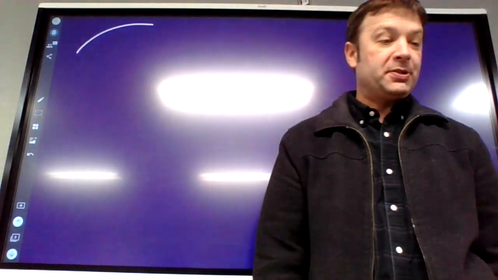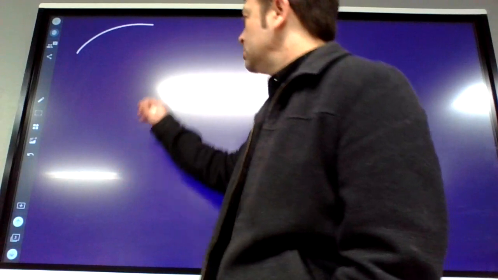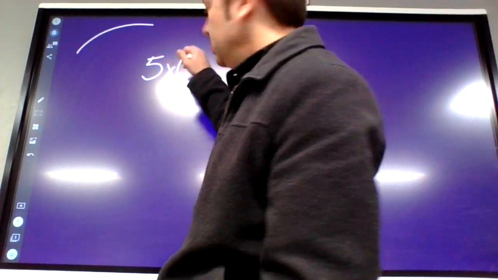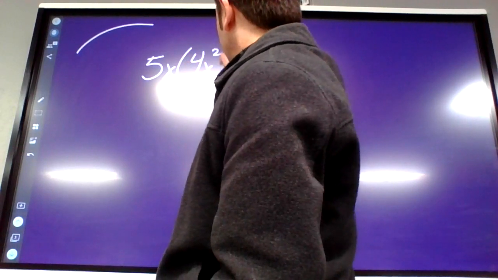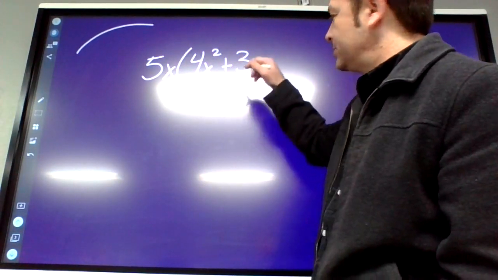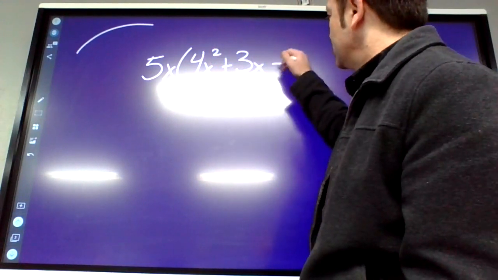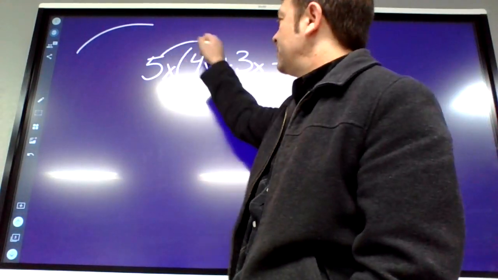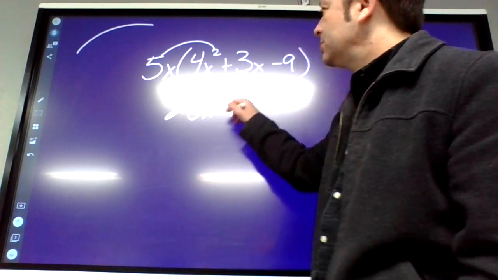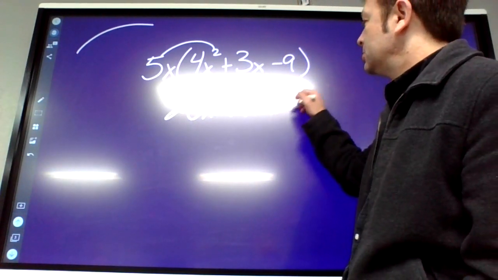We're going to do odds again. What kind of problem is number 1? Distribute. Remember, when you multiply the letters together, you only add the exponents. So 5x times 4x squared is 20x cubed.